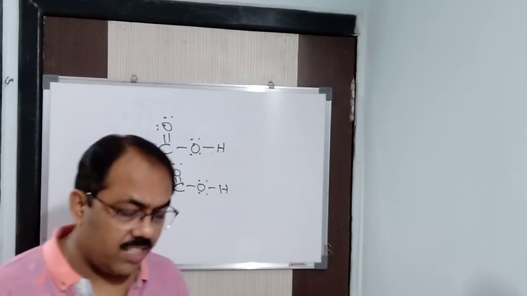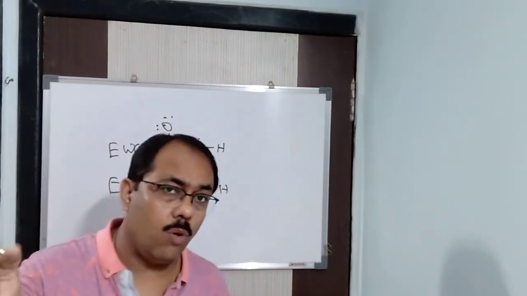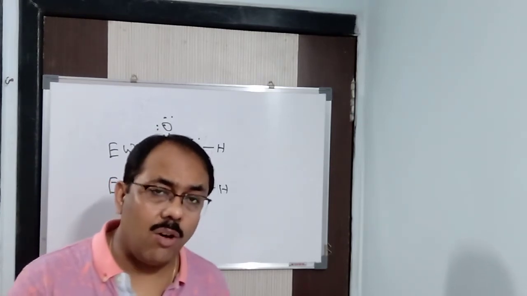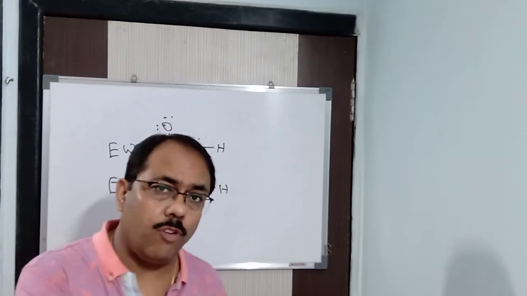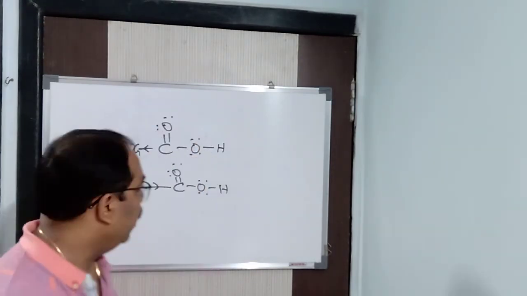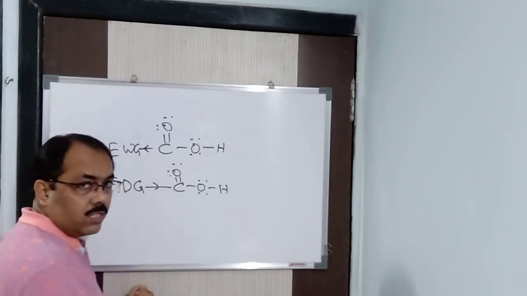On that basis only I told you that formic acid is stronger than acetic acid, because formic acid is HCOOH, but acetic acid is CH3COOH. CH3COOH is a weaker acid compared to formic acid, HCOOH. Why? Because the CH3 group is an electron donor group. It will increase the electron density of this carbon atom due to the plus I effect.